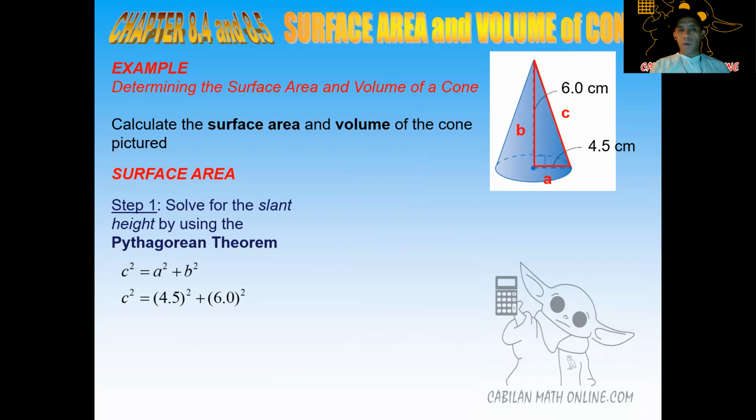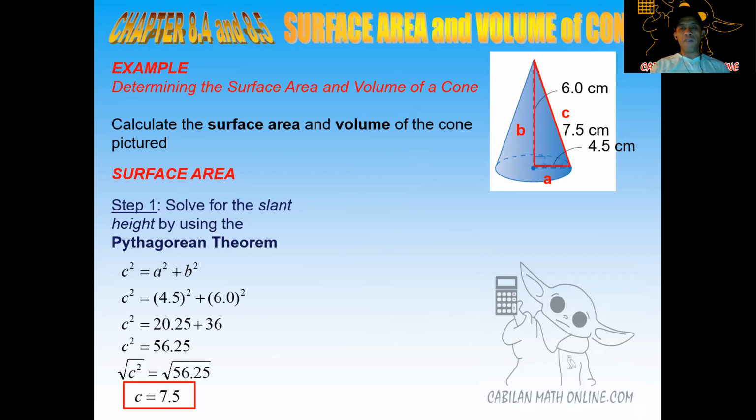So by doing that, when we put the numbers in, we're going to take the 4.5 and square it, and the 6.0 and square it, add the two numbers together, and then take the square root of both sides. So that's going to give me a total here of 7.5 centimeters. All right, so now that we have that, we now have all the measurements for the surface area.